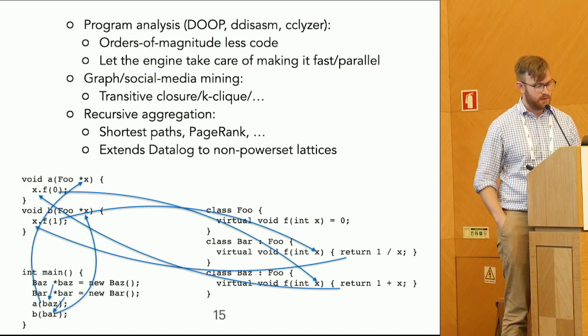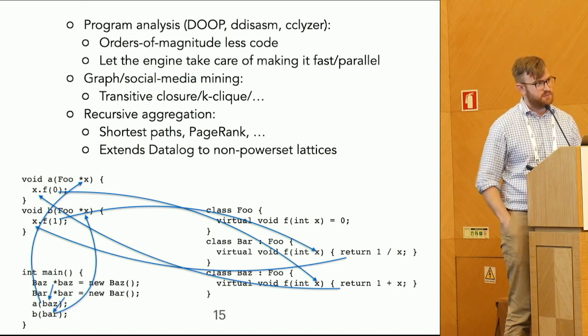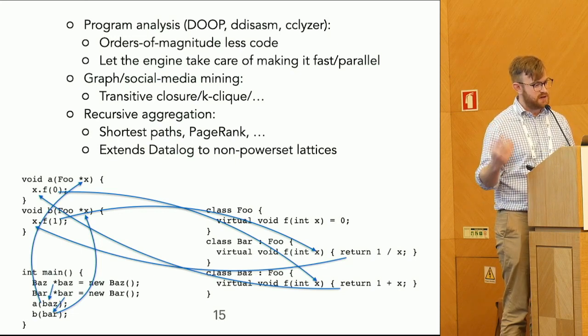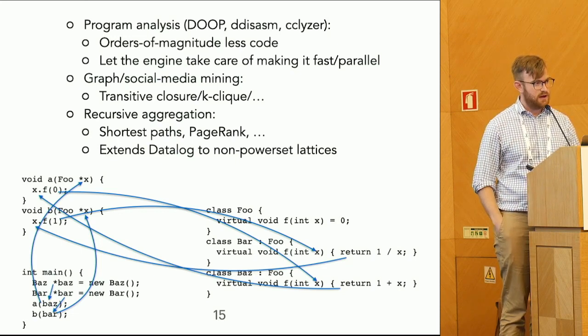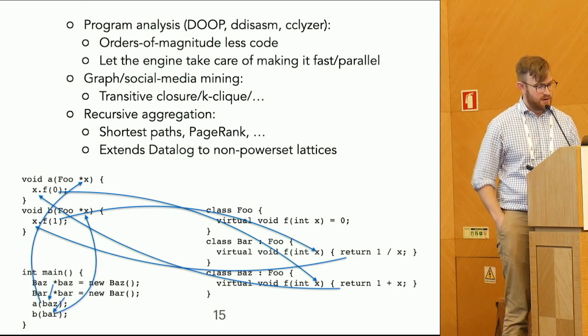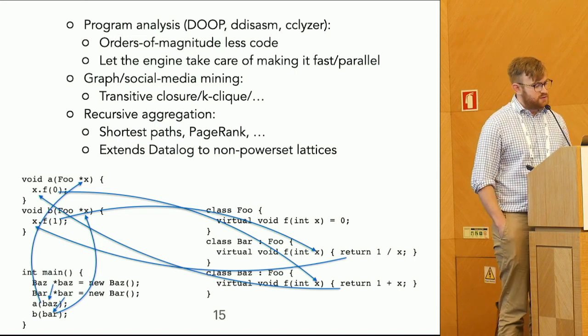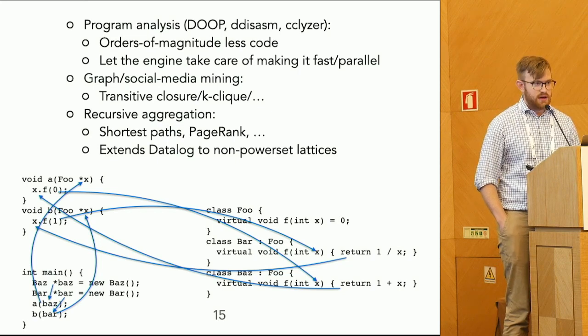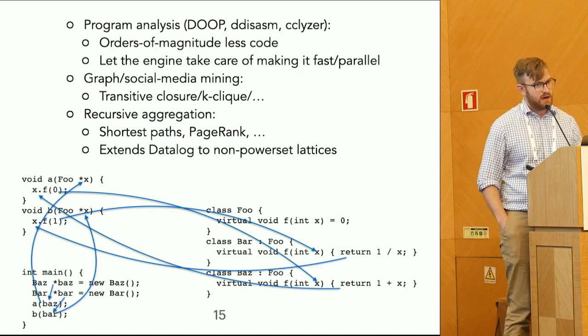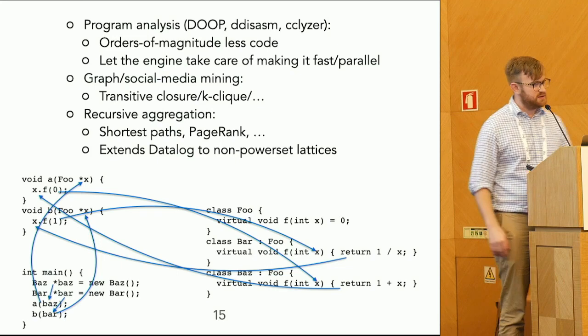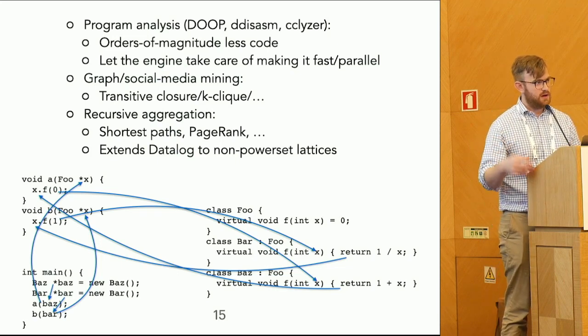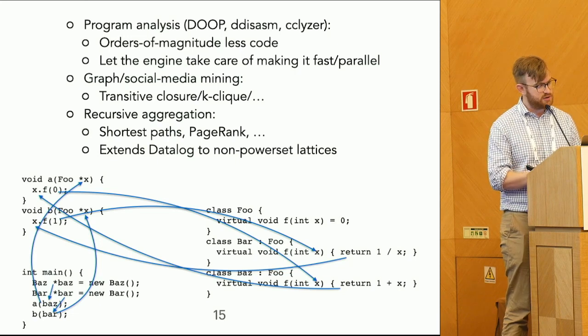In the case of JUP, DDisasm is the most accurate, precise disassembler currently known, and CClyzer is an analysis of LLVM. You can also do things like graph and social media mining, so transitive closure, k-click, things like that. And also recursive aggregation, which is an extension of Datalog to put sort of reachability in a loop with an aggregation operation, so things like shortest path and PageRank and things like that.